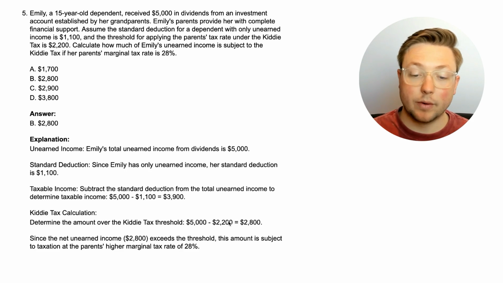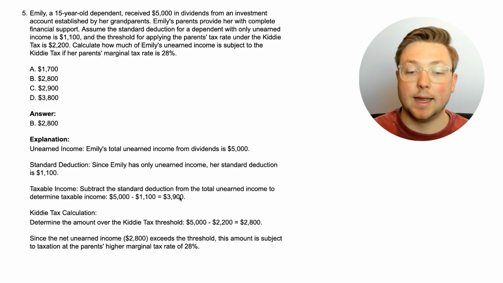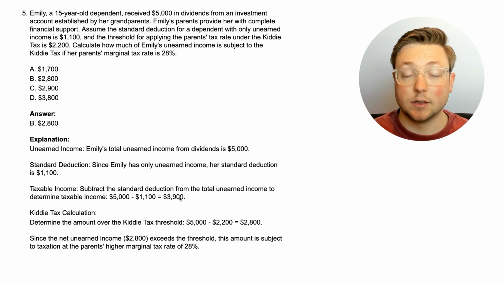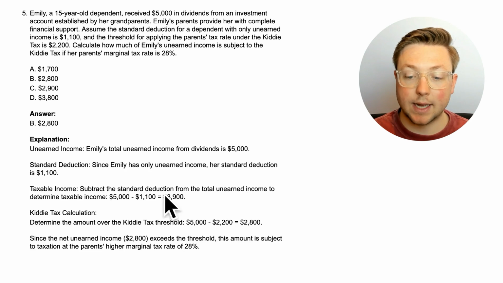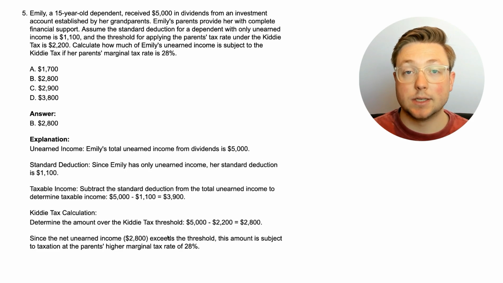And then obviously if we went further, we would then take this amount and subtract it from the taxable income, and that would give us the amount that was taxed at the child's tax rate. But this question was only asking how much is taxed at the parent's rate, and that is this $2,800. Okay, we learned a ton from just 5 questions.